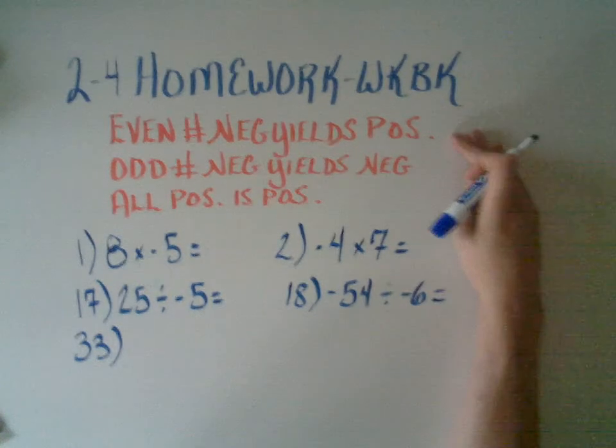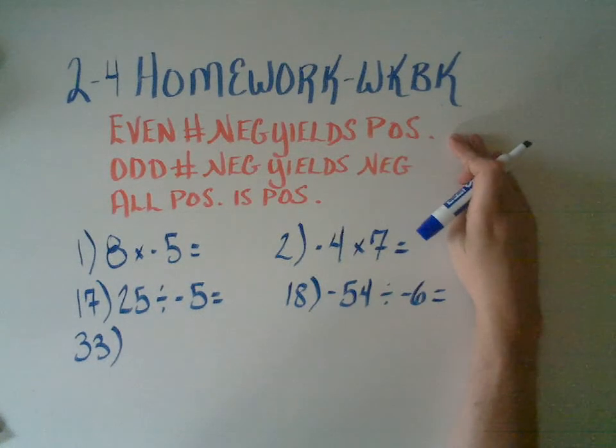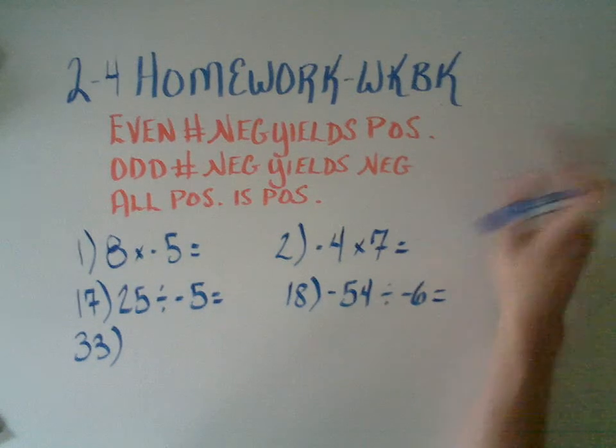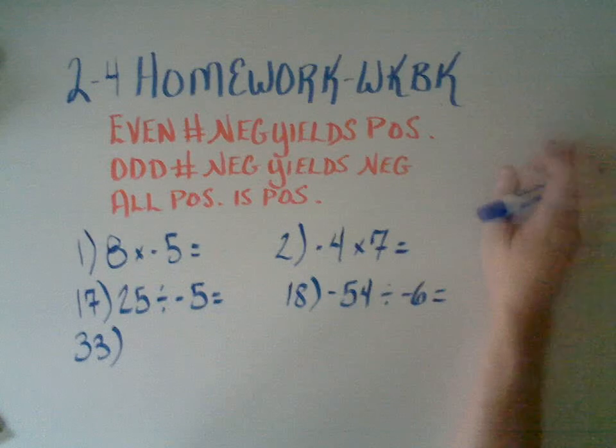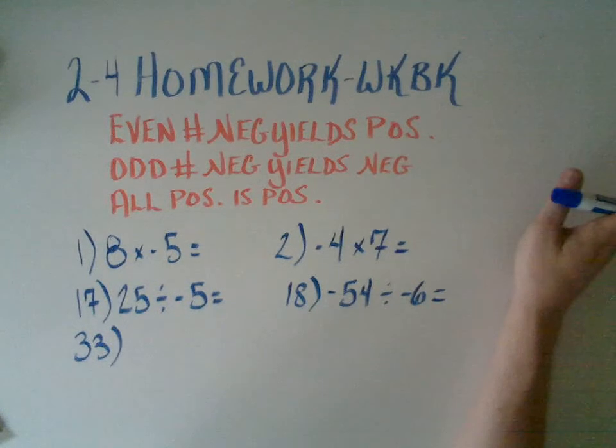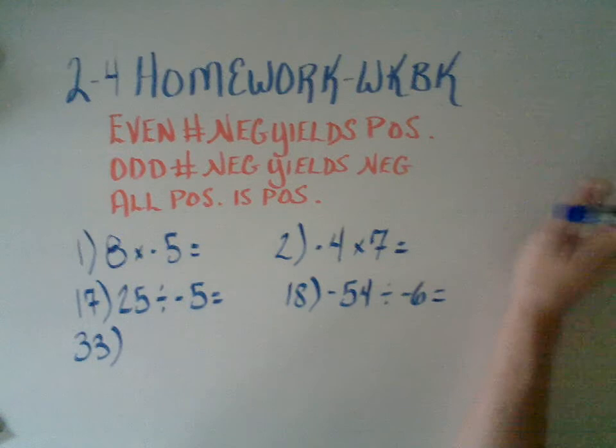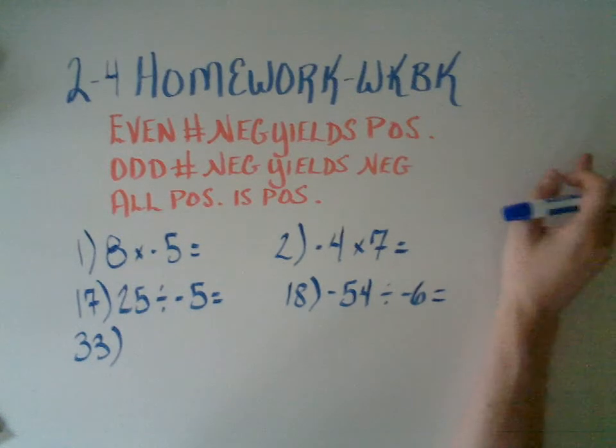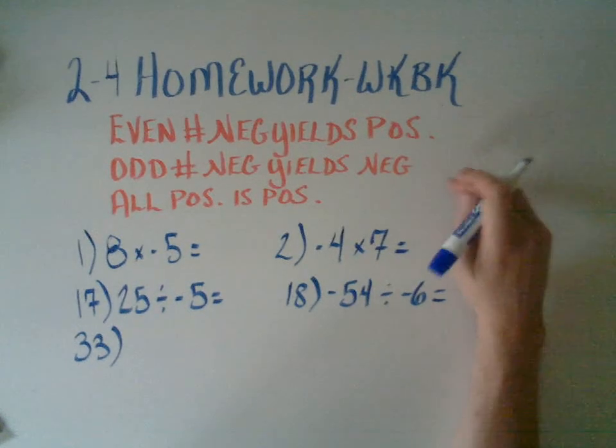What you need to remember is that an even number of negatives yields a positive result in terms of multiplying and dividing. So if we have 2 negative numbers, or 4 negative numbers, or 6 negative numbers, or 8 negative numbers, you're going to get a positive answer when you're done. And that is, of course, unless 0 is in there, because 0 is going to zero the whole thing out.